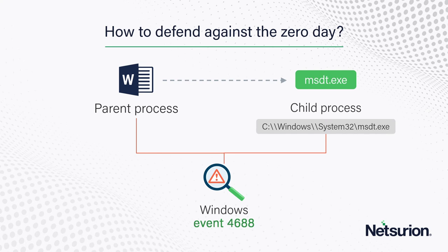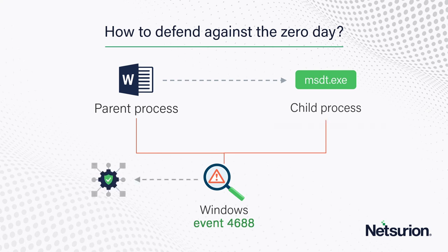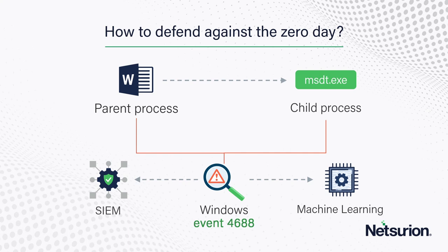Now, if only you actually managed to capture event ID 4688 in your SIEM, and you had the machine learning chops to identify that this combination of parent and child processes were either first time seen or rarely seen, then you would be able to identify this.